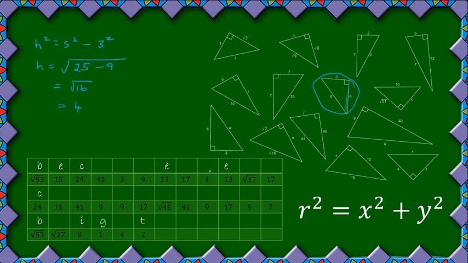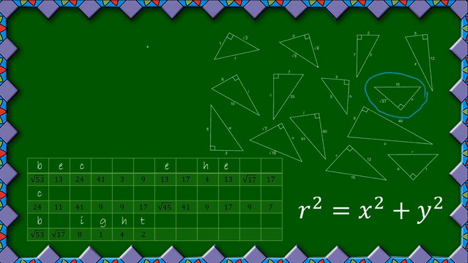So where do I see a 4? Over here and over here. Yes. Okay. Now the next triangle is over here.